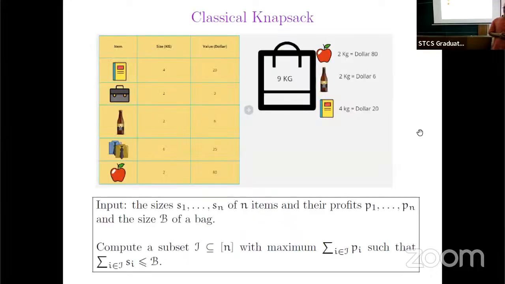Let's talk about what the classic knapsack problem is. We are given n items with sizes S1 to Sn, and each item has a profit or price, P1 to Pn, and I have a bag of certain size B, and I need to compute a subset of items whose total size is less than or equal to that, which fits in the bag, and I have to maximize my total profit. That's the classic knapsack. It is NP complete, but it's not strongly NP complete.